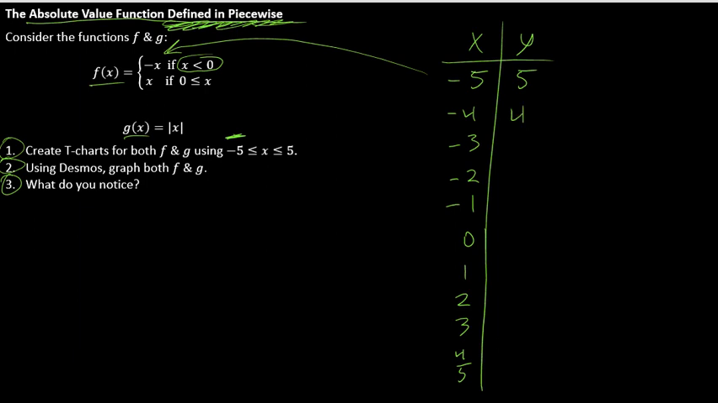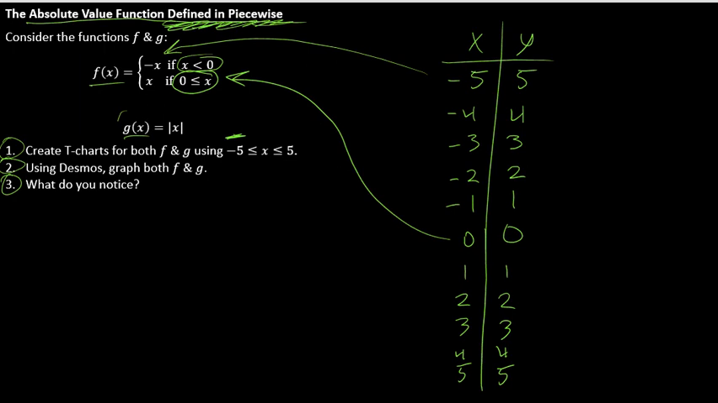-4, that gives you +4. And this is going to give me 3, 2, 1. And then when I get to 0, of course, that's going to be 0. And I would be using this domain restriction because 0 equals 0, right? And when I plug in 1 for x, of course, I'm going to get 1 for y, 2, 3, 4, 5. Okay?